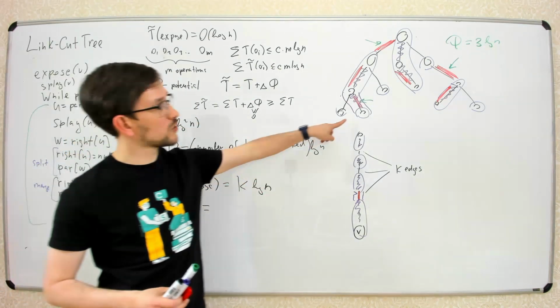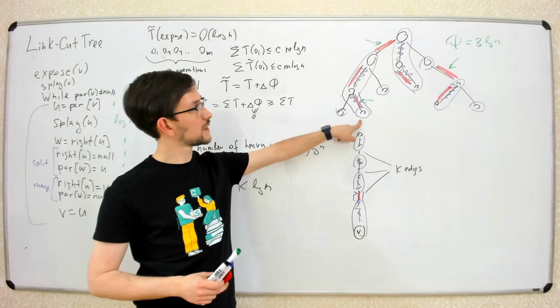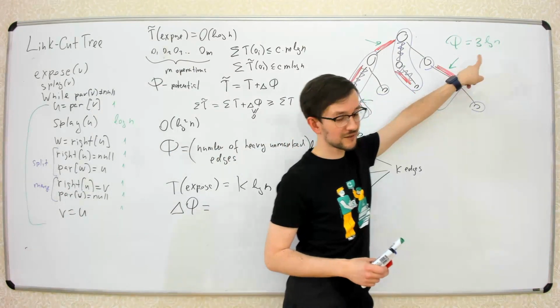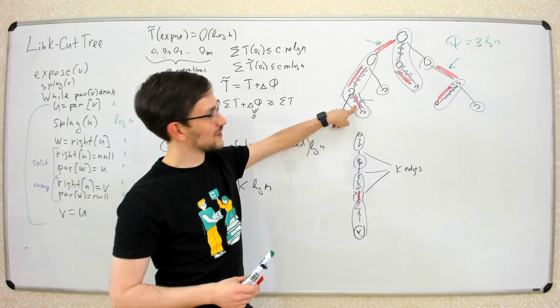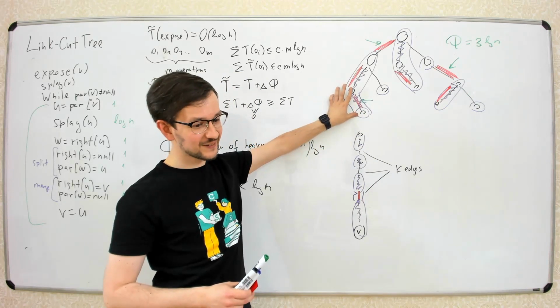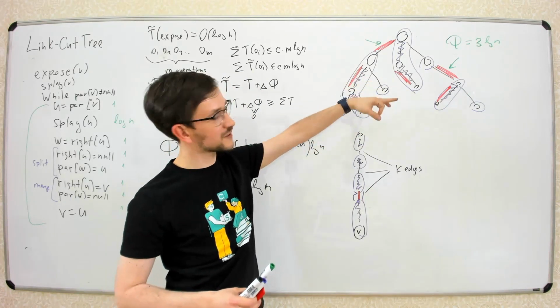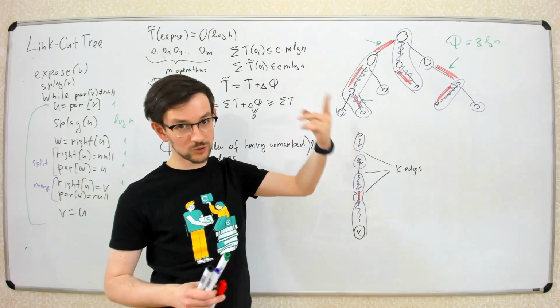Again, I call expose for this node. The potential function was 3, and when this edge is marked, the total number of unmarked edges will be 2, right?